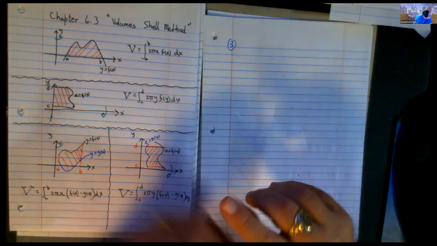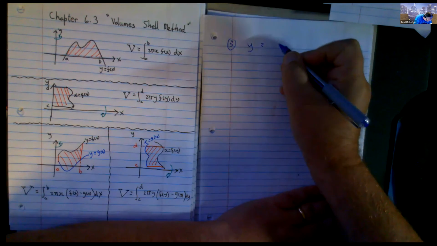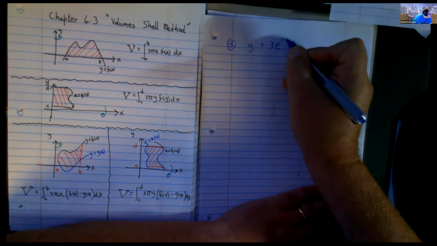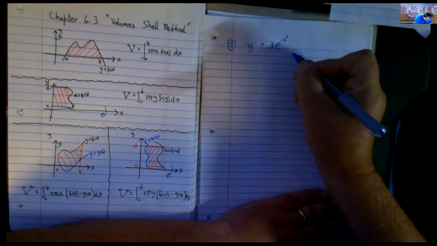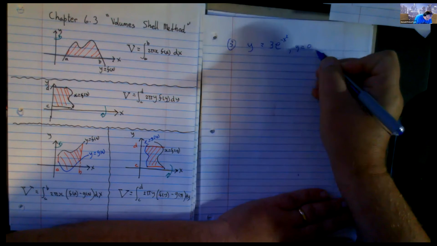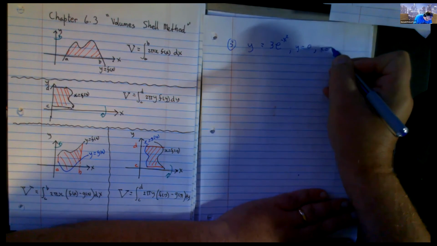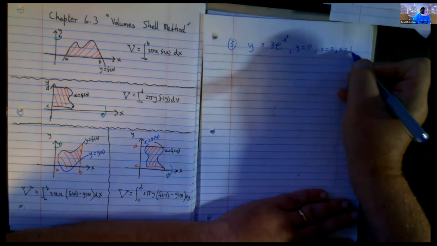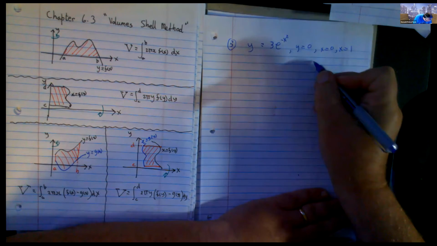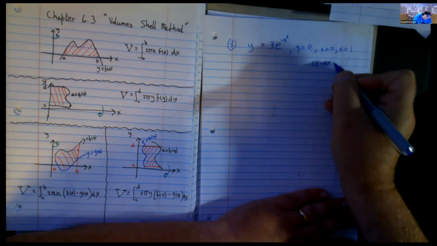And, well, I'll just write it down because it's quicker. Right, in question 5, we have got a really ugly function, which is that guy. And then we have a whole load of y equals zero, x equals zero, and x equals 1. And the thing is going to be rotated about the y-axis.